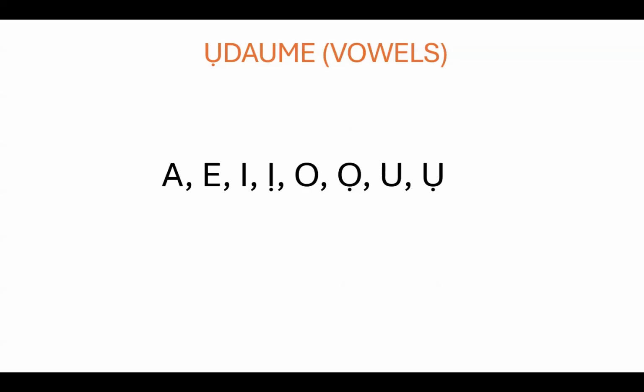I will say "o na". You understand? You know what I'm saying? I'm saying "o" and "o". Okay. So we have about eight vowels and we call them udome.